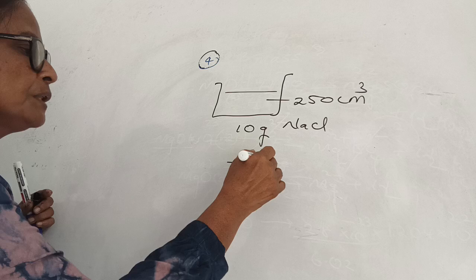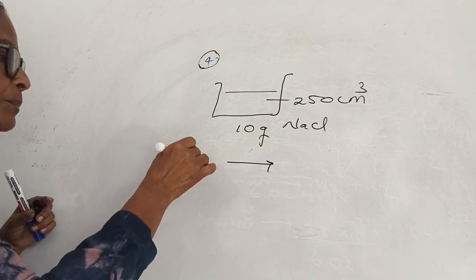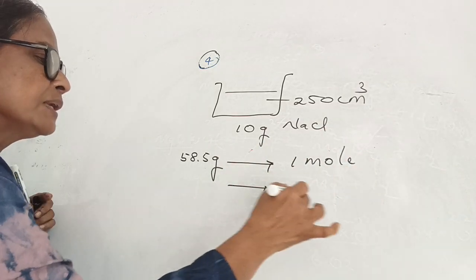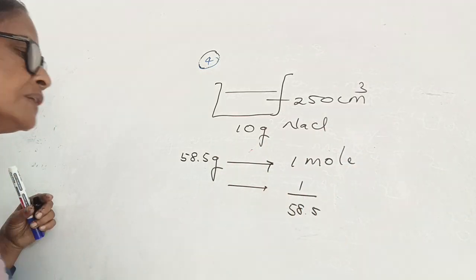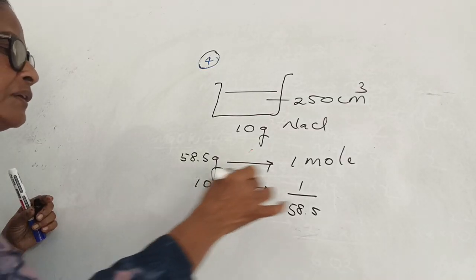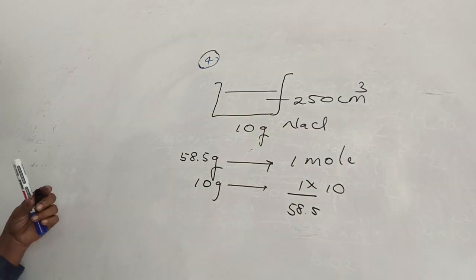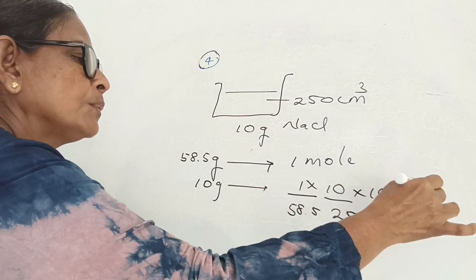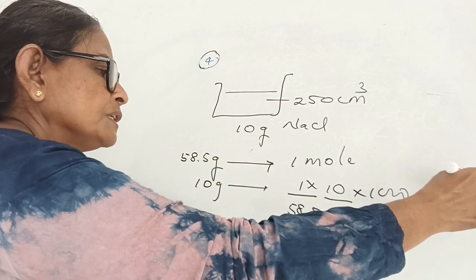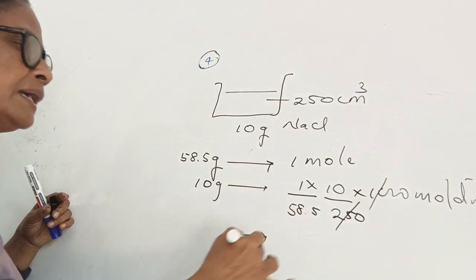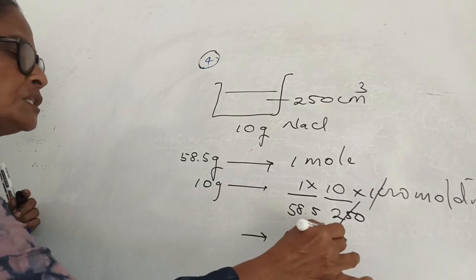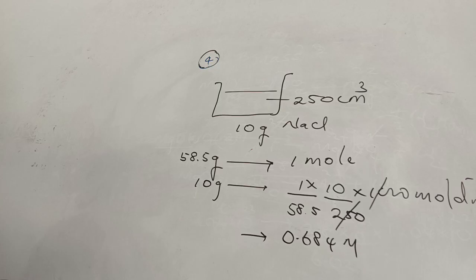So we need to find the number of moles. 58.5 grams of NaCl is 1 mole. So 1 gram is 1 divided by 58.5, therefore 10 grams gives you this many moles of sodium chloride, which is in 250. Therefore, in 1000, once you multiply by 1000 for the fixed volume, it comes as the concentration. The answer is 0.684 moles per decimeter cube. The best answer is B.